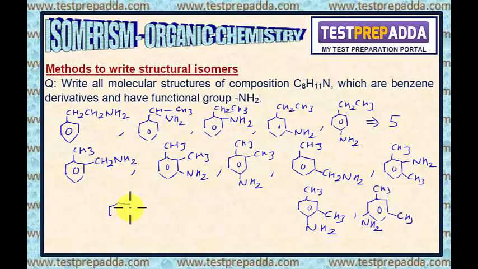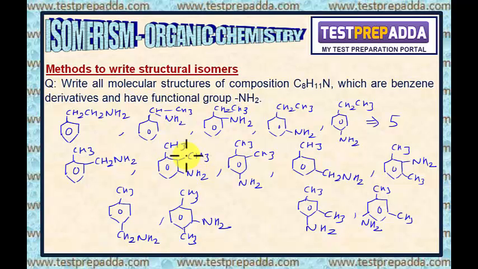Okay, now another skeleton which we have written earlier. If I write like this, one possibility is this, another one NH2 here. Now you write NH2 here, here, here, here. All positions are identical, so it will give you the same compound. Now you can see this way we are getting the total number of isomers here as 14.